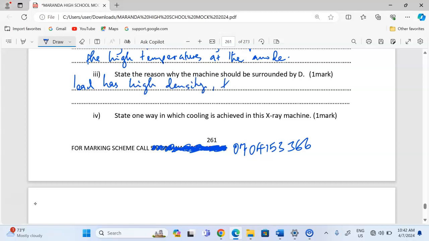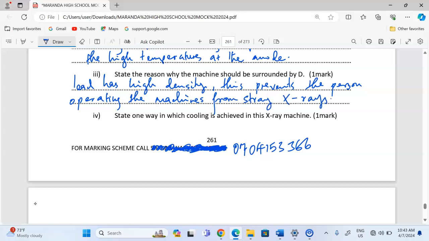So this prevents the person operating the X-ray machine from stray X-rays.